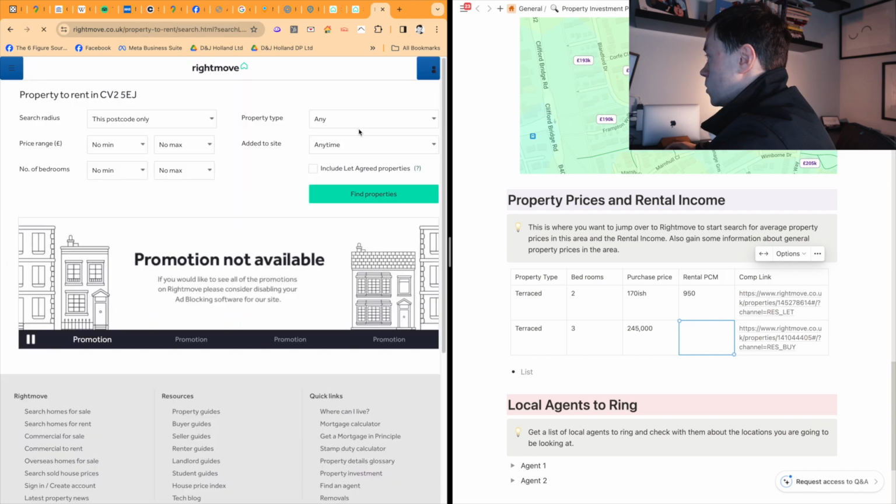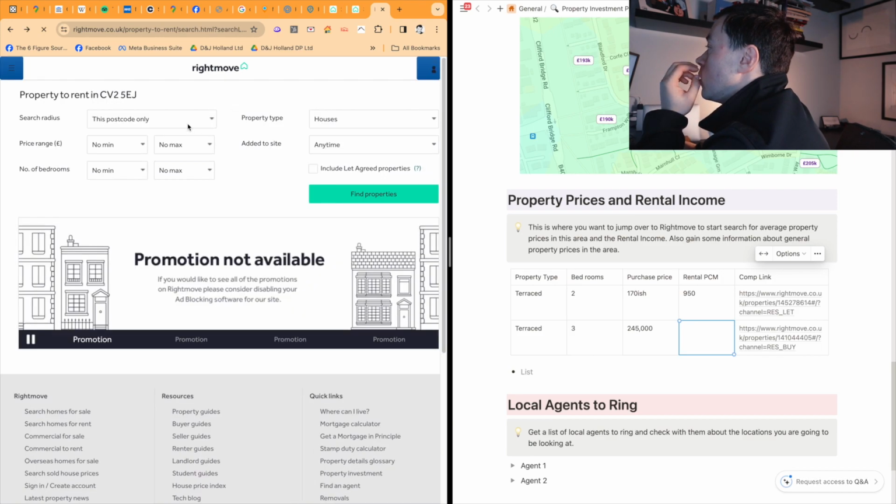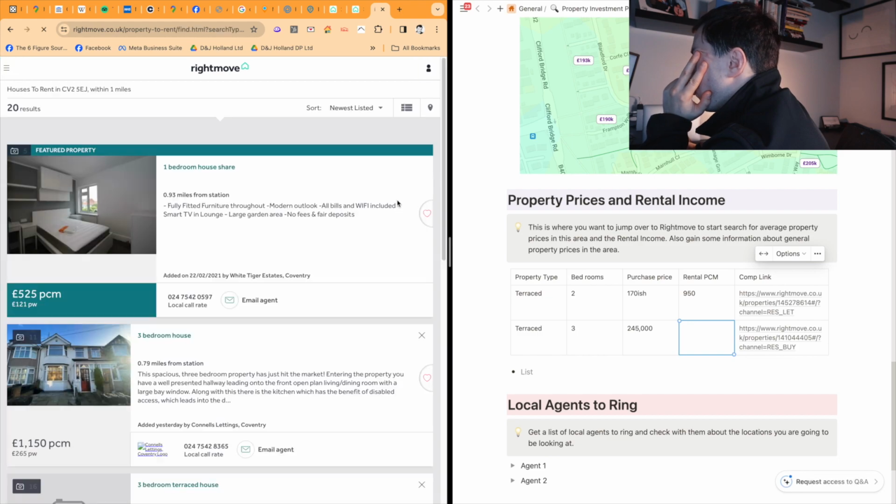To rent, property type, houses, buying properties. Alright, there's nothing there, so we found that last time. Let's just open up the search a bit. 1 mile.